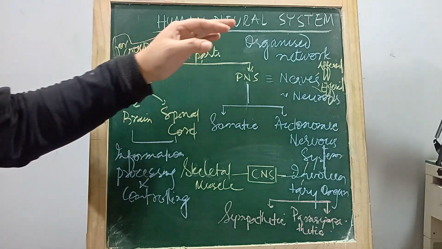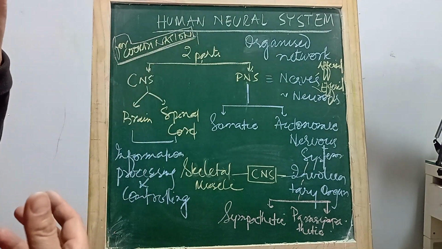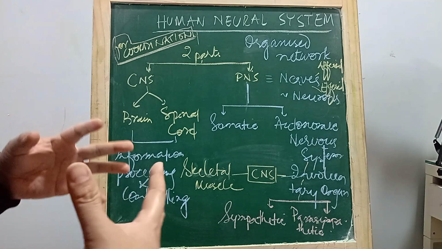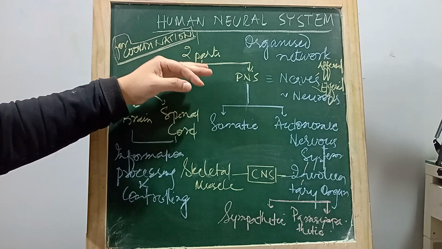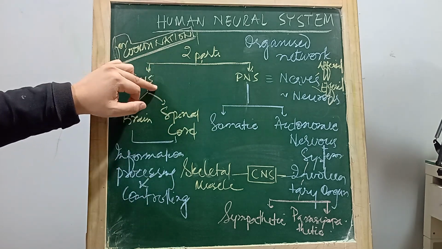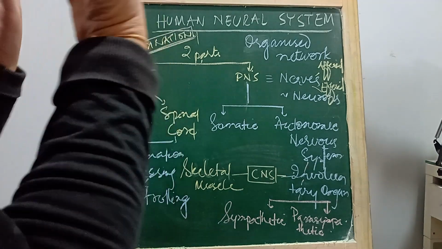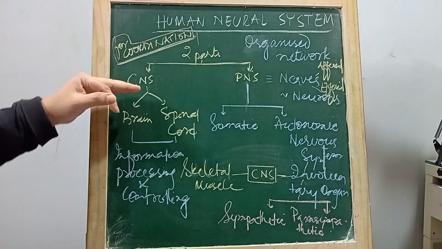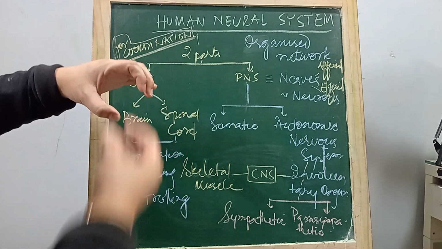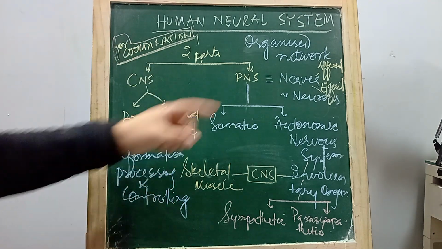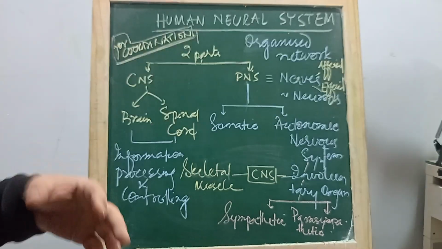Let's see what this human neural system consists of. The human neural system is one of the organ systems that we have in human beings. It contains two parts: the central nervous system and the peripheral nervous system. Central means in the center, something that is in the center of our body. So the central nervous system consists of the brain and the spinal cord. The brain is connected to the spinal cord. But the peripheral nervous system is nothing but nerves. They are all neurons.